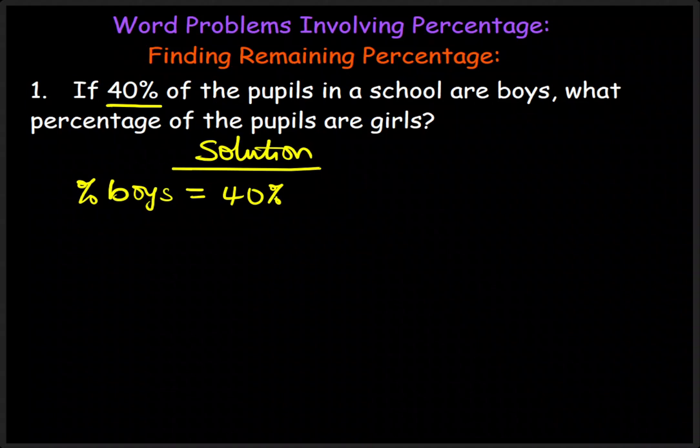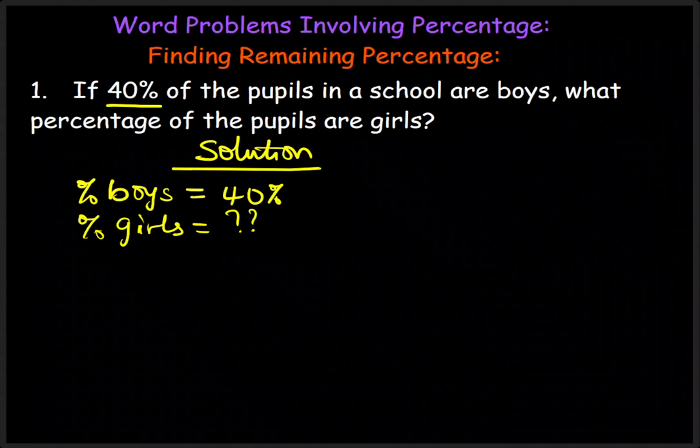Now, what percentage of the pupils are girls? What are we asked to find? Percentage of girls is what we are asked to find. You see that we are in a different number system. We are not in the normal number. We are now in percentage. So what do we need here?